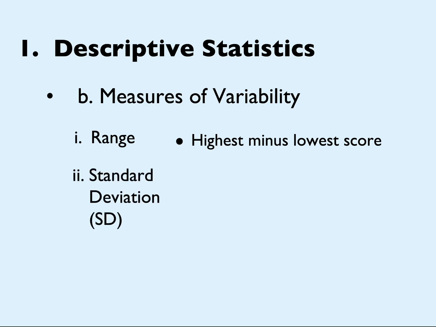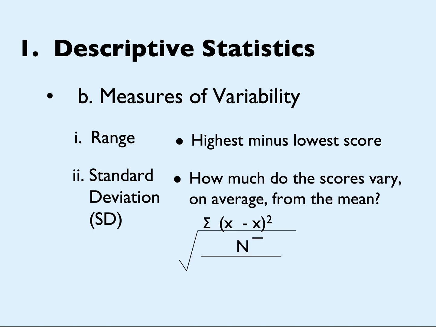But a far more powerful statistic is called the standard deviation. The standard deviation tells us the average amount that each score in that data set varied from the mean. The average amount that each test deviated from the average of that test. So in other words, how much do the scores on average vary from the mean? Disregard that formula, that's a typo. You don't need to know it anyway.